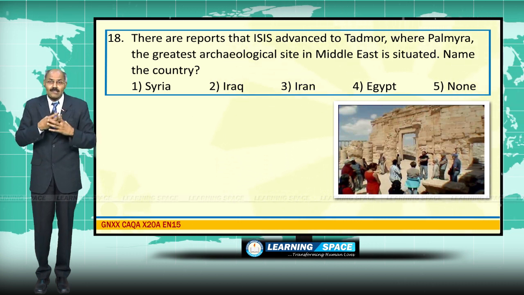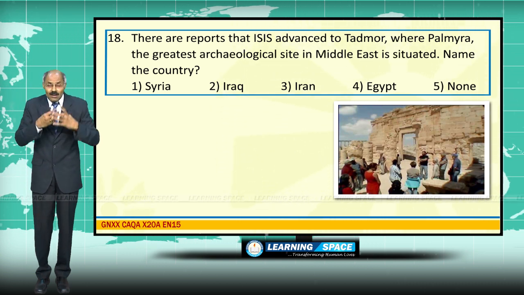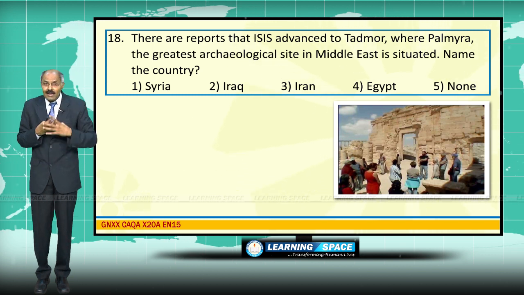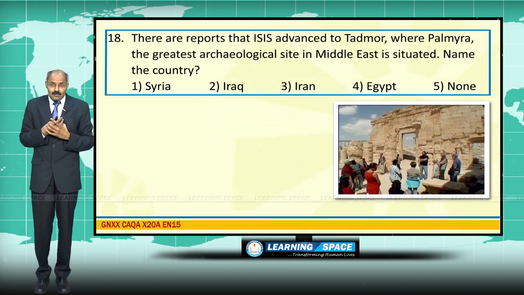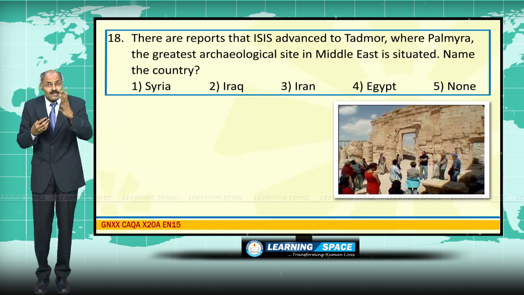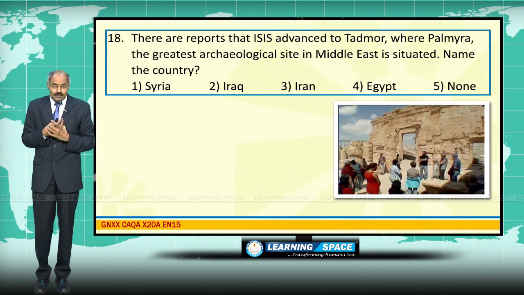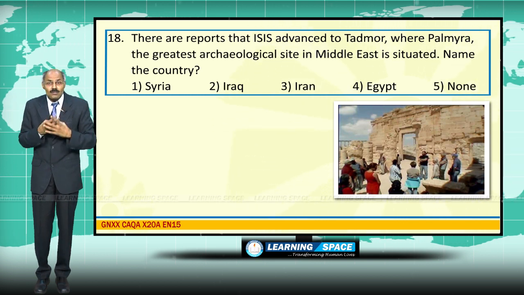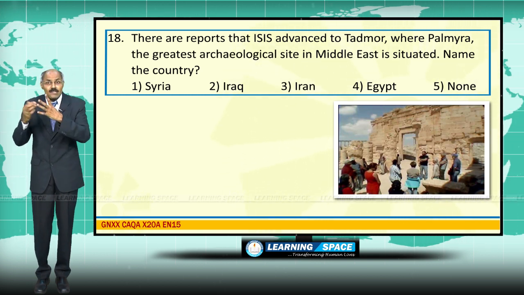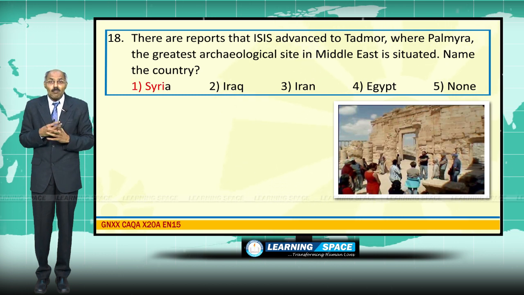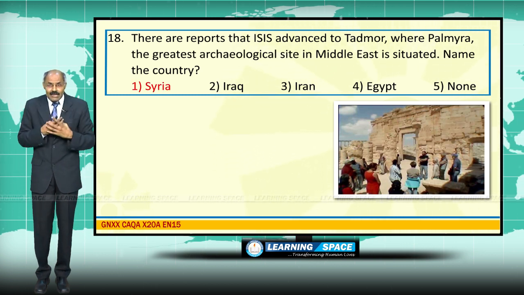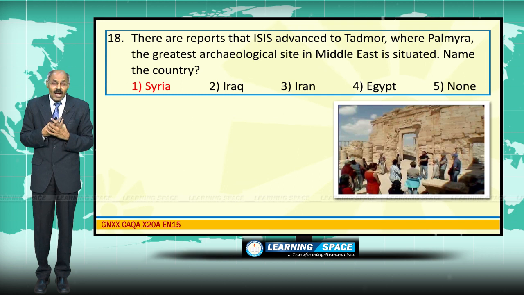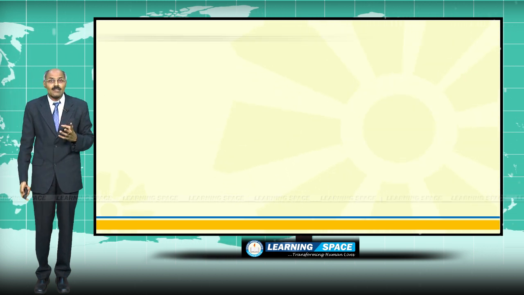ISIS has already seized this archaeological site. All of you are well aware, in Iraq they destroyed several artifacts in the Mosul Museum and other sites in Iraq, Nimrud, Hatra. These sites were destroyed by ISIS. Now Palmyra, the jewel of the Middle East, is in the hands of ISIS. Please look into the next one.